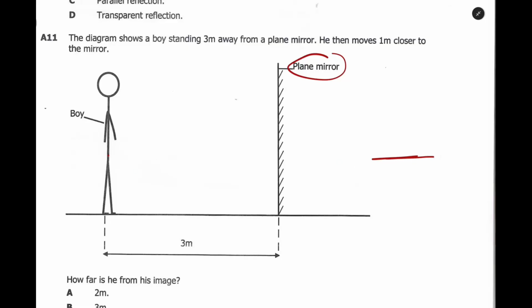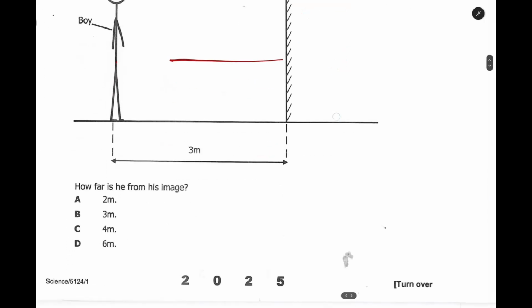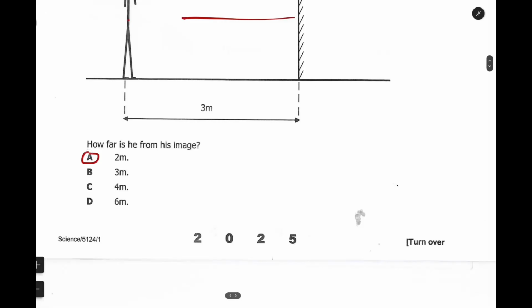When he draws closer 1 meter, which means the distance has reduced to 2 meters, and therefore even the image has drawn closer 1 meter. So in other words, here the answer is 2 meters, which is A.